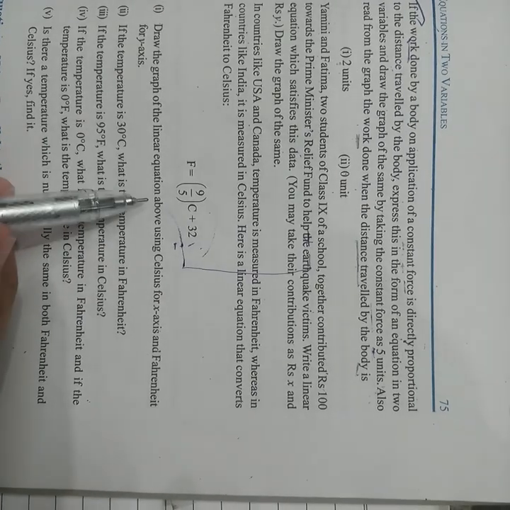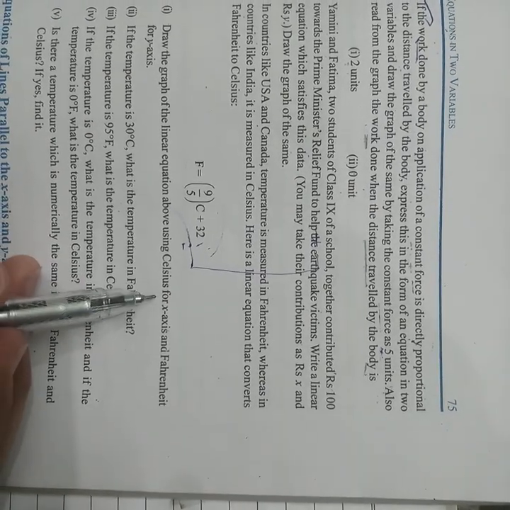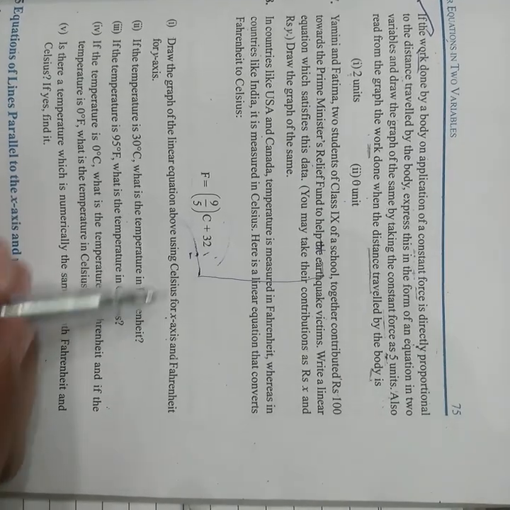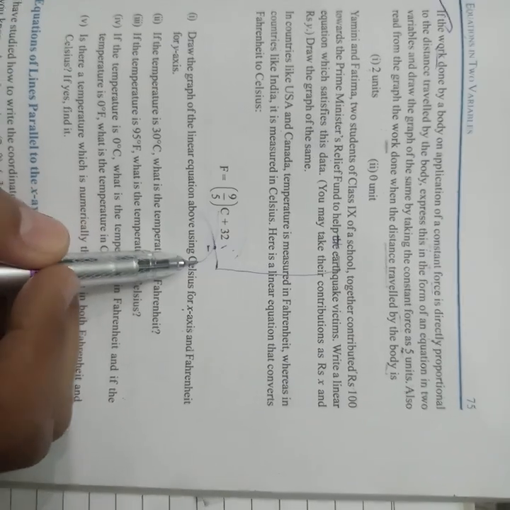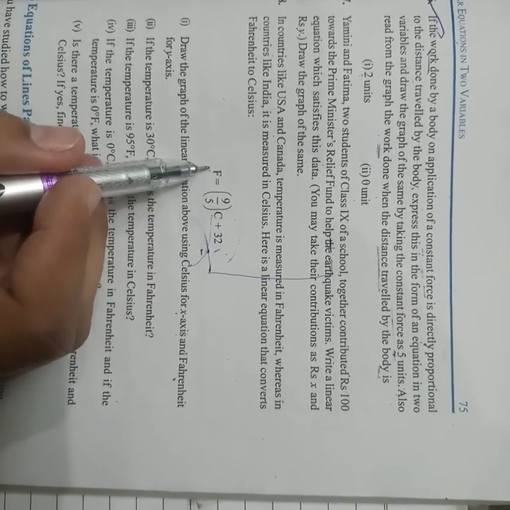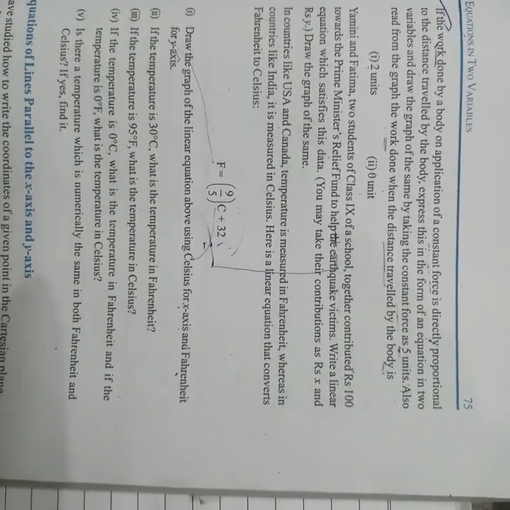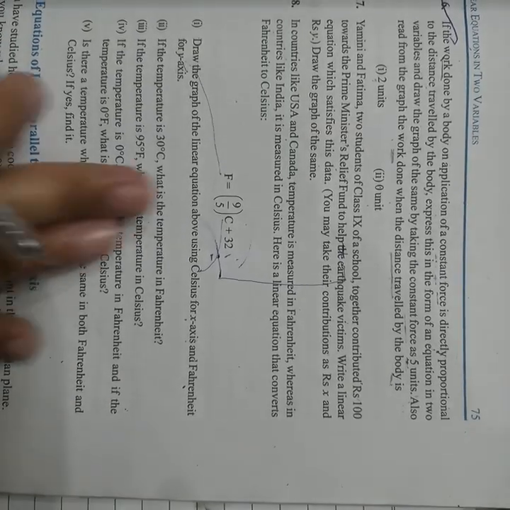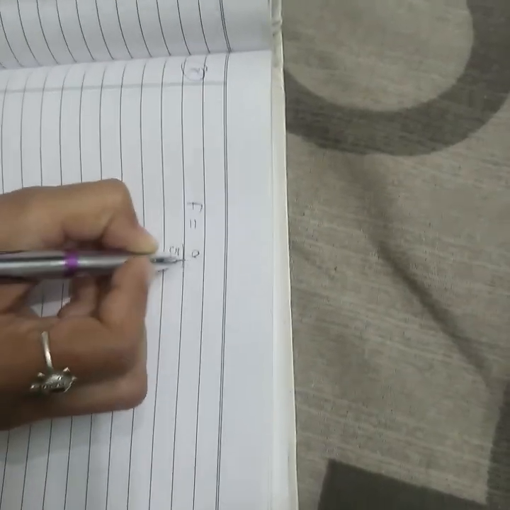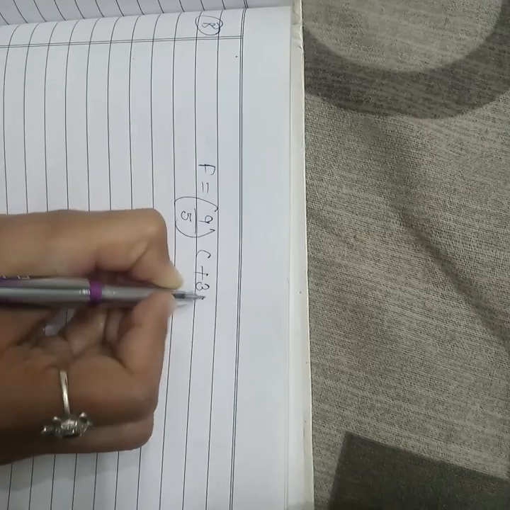Draw the graph of the linear equation above using Celsius for the x-axis, that is we use the variable x for C, Celsius, and Fahrenheit for the y-axis, that is in place of F we use the variable y. Firstly we have to draw the graph. So first we make a linear equation from this formula. Here in question number 8, F equals 9 by 5 C plus 32.